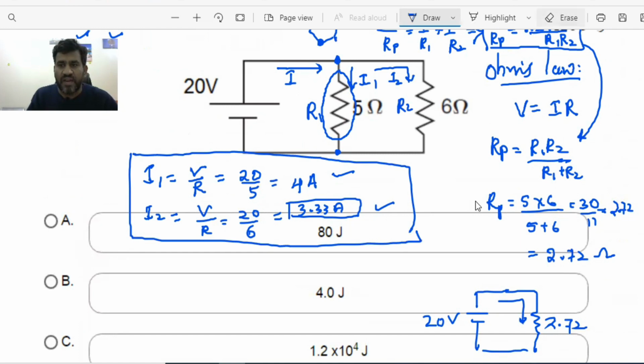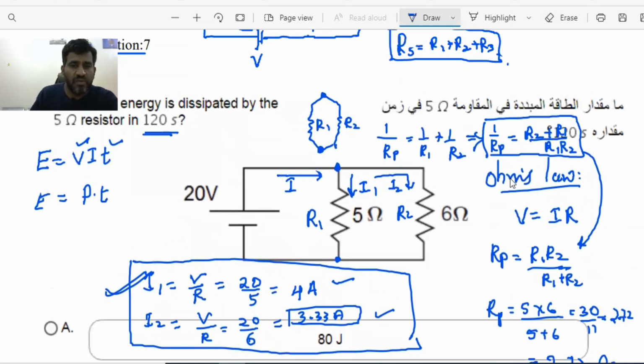So I can calculate the current across each resistor as we mentioned. I have named these I1 and I2 for understanding purposes. I1 I got as 4 amp and I2 as 3.33, and together that gives the value we got. But I just need to use this here, because I'm looking for the energy dissipated in the 5 ohm resistor. So the energy dissipated here is, as I said, the voltage is common across, and the current through the 5 ohm resistor is what we have taken as I1, and the time.